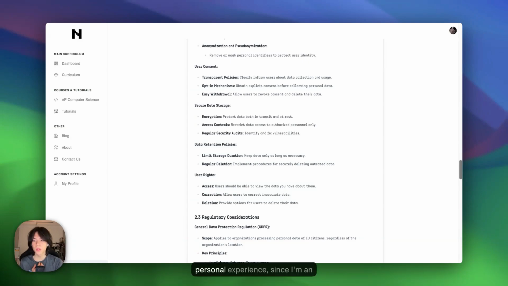And from my own personal experience, since I'm an iOS developer and I published 4 apps in the App Store, it is required to have a feature that allows users to delete their own accounts if authorization methods are involved. And the third one is obtain explicit consent before collecting personal data. So it also connects to having transparent policies.